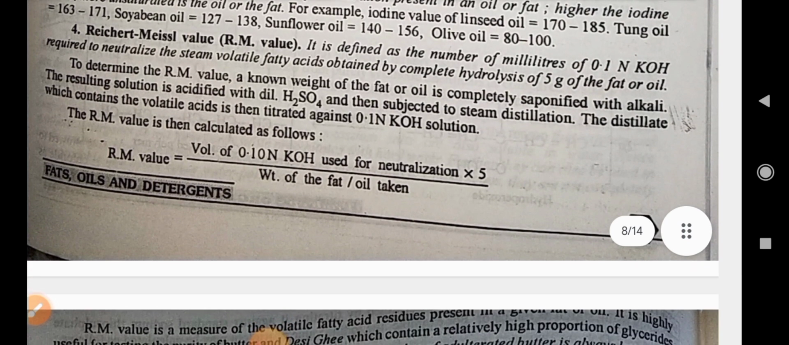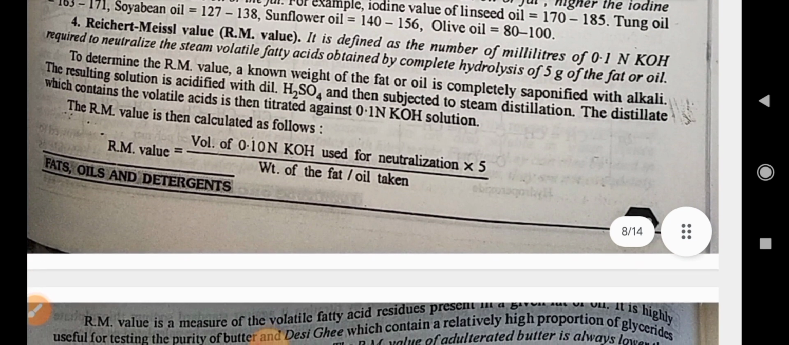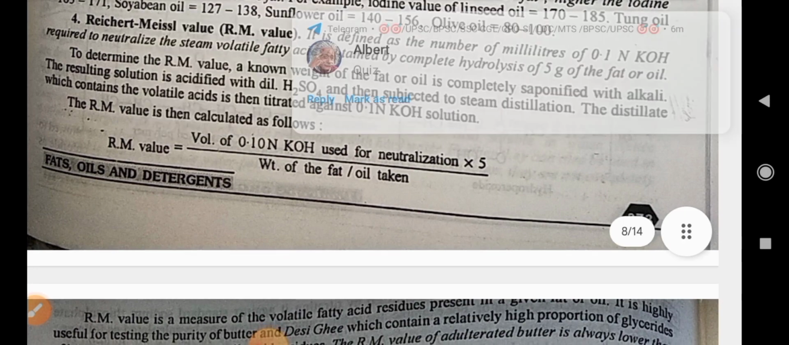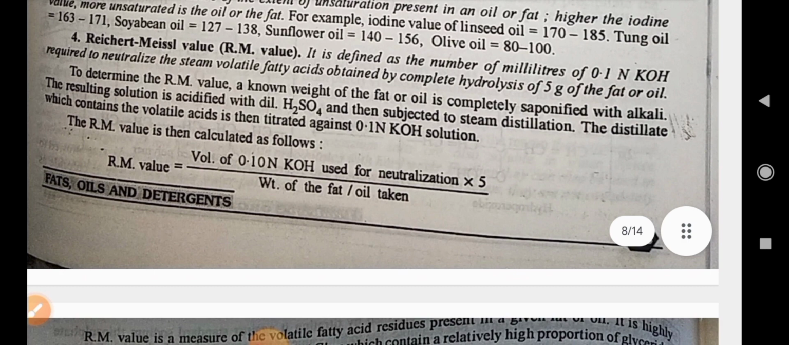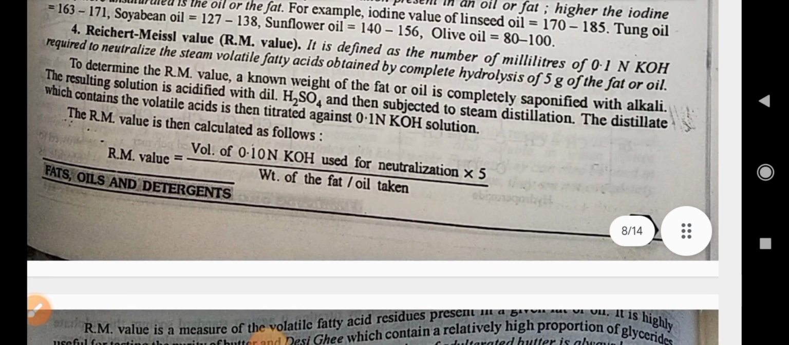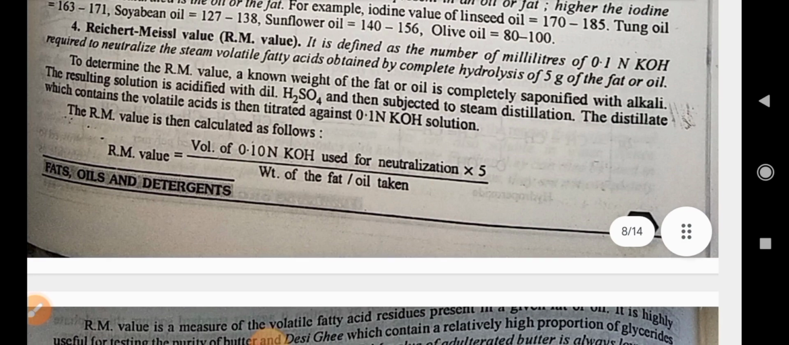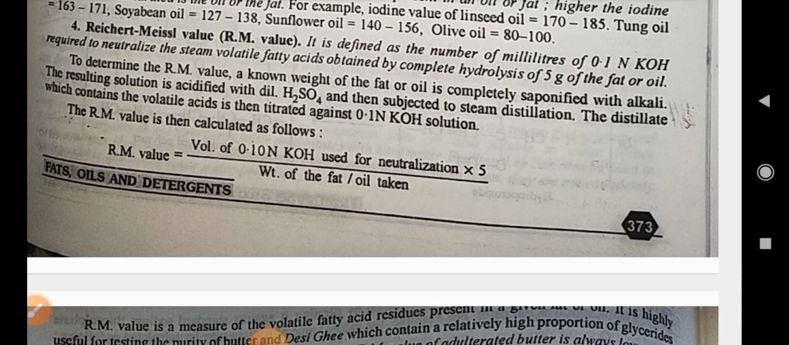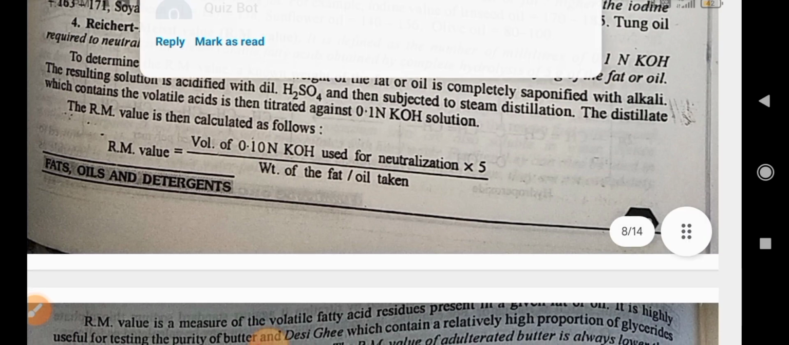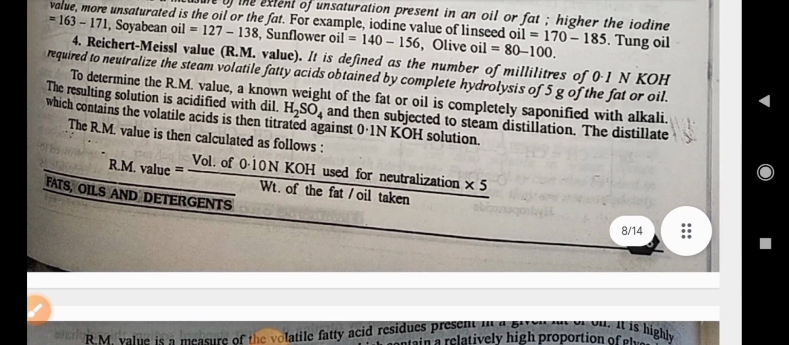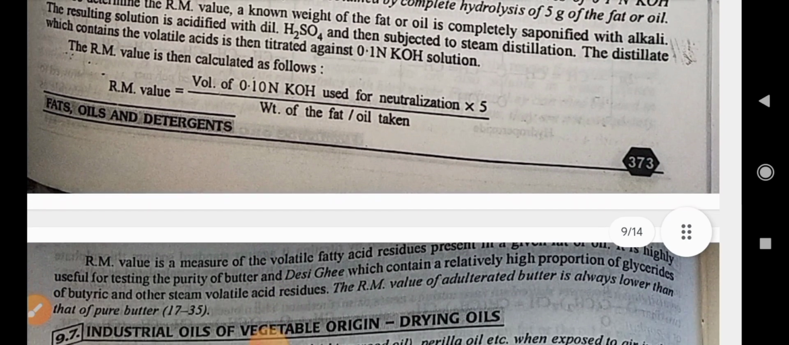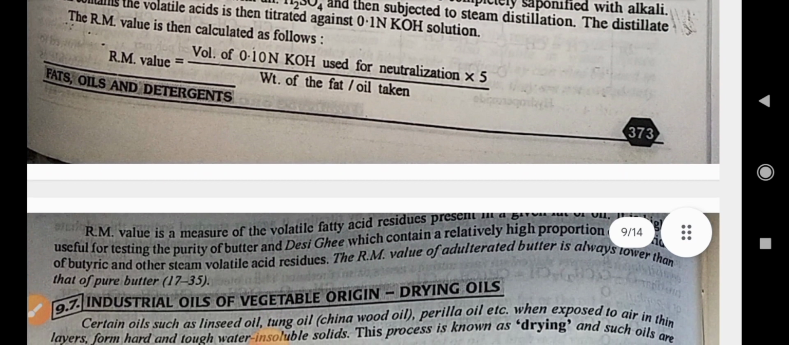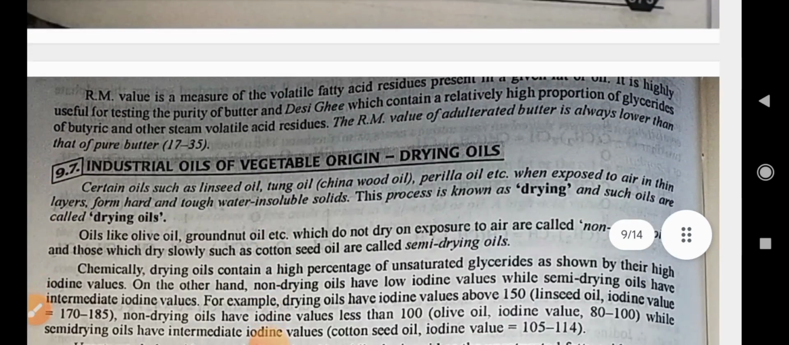Reichert-Meissl value is defined as the number of milliliters of 0.1 N KOH required to neutralize the steam volatile fatty acids obtained by complete hydrolysis of 5 gram of fat or oil. To determine the RM value, a known weight of the fat or oil is completely saponified with alkali, and the volatile acids obtained are titrated against 0.1 normal KOH solution.